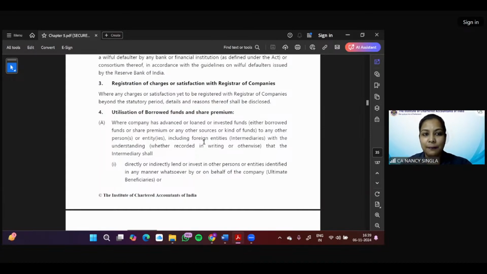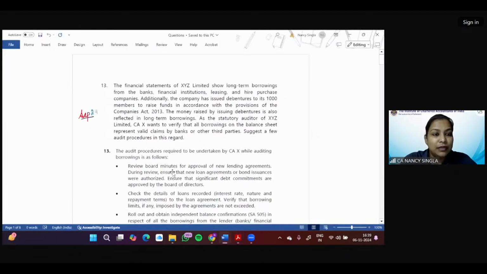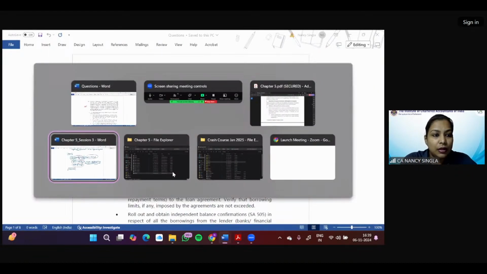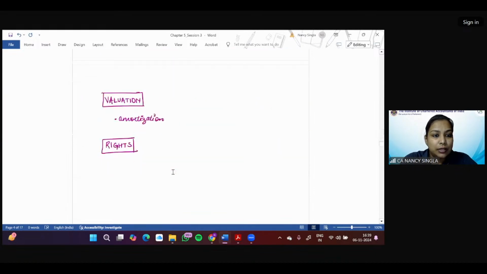We have done three topics with respect to the loans and borrowings. Quickly send in a reply whether it is clear or not. Then we'll be starting with the last requirement, right?